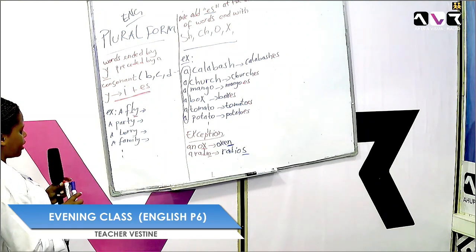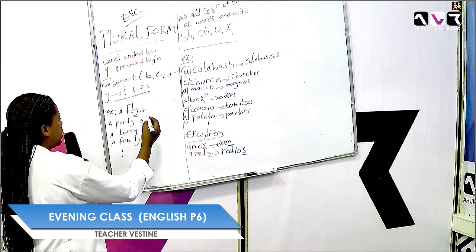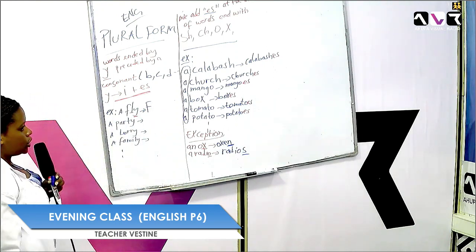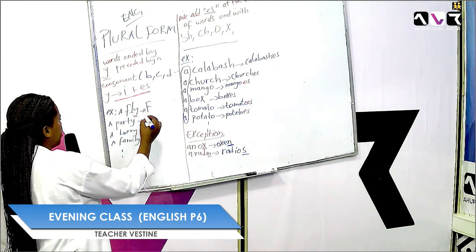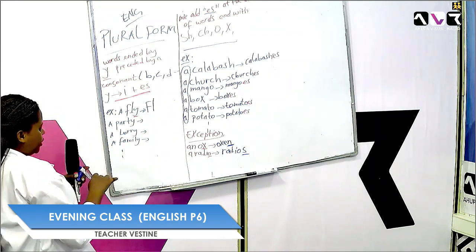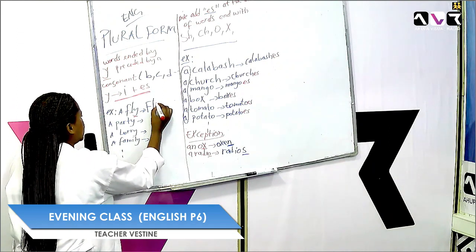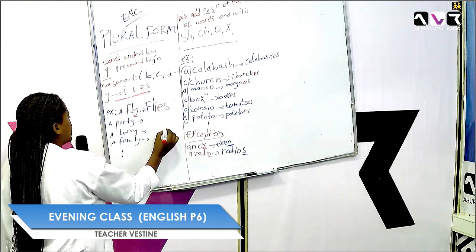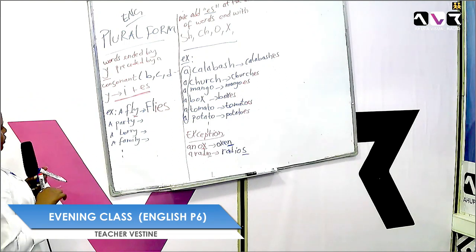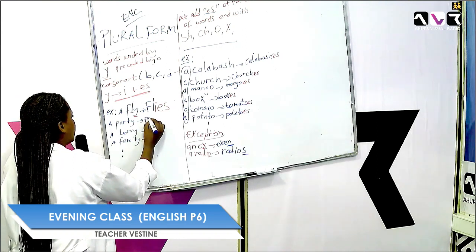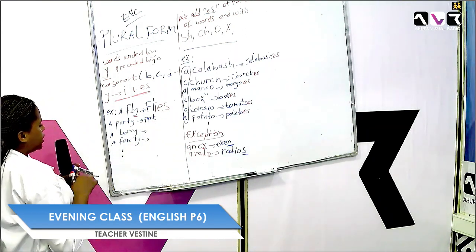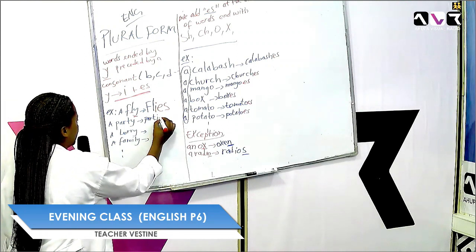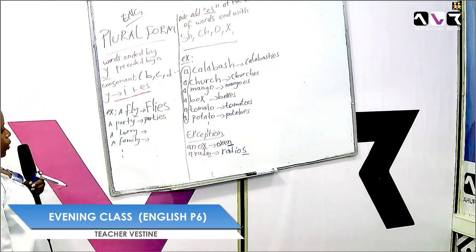Let me write it in order to clarify it, for more understanding. We say, as normal, we remove this A, which expresses the singular: fly. That Y changes into I. After changing it into I, we add ES and we say flies. A party. That's why, as you have already said, change it into I. Then after, we add ES and we have parties.